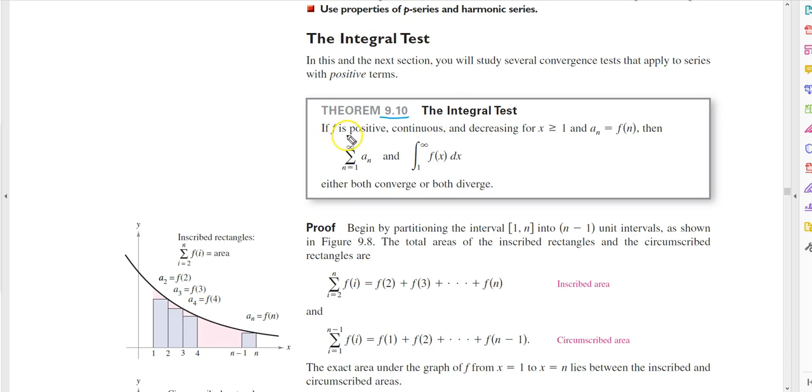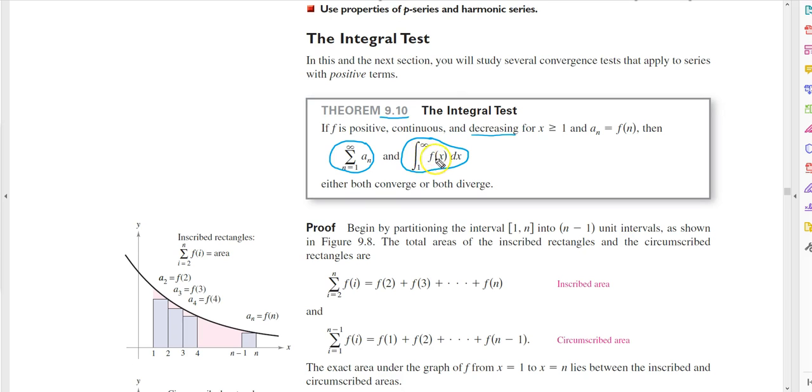If you have a positive function f that is continuous and decreasing, that is very important, it has to be decreasing for x bigger than or equal to 1, and you have a sequence a_n that matches up with the function f at integer values, then the series involving the a_n terms and the integral from 1 to infinity of f(x) do the same thing. They either both converge or they will both diverge.